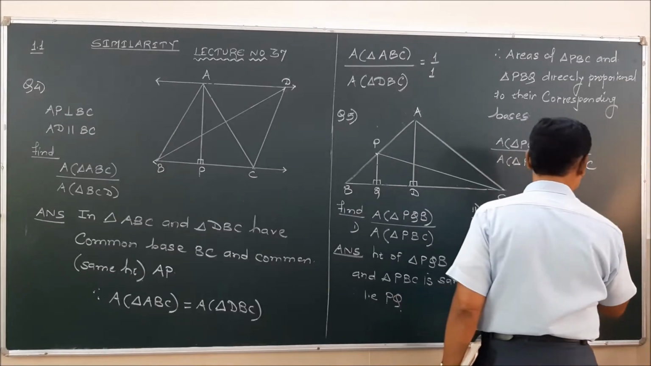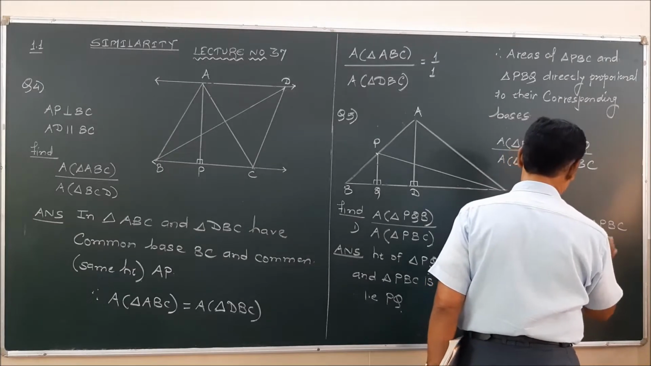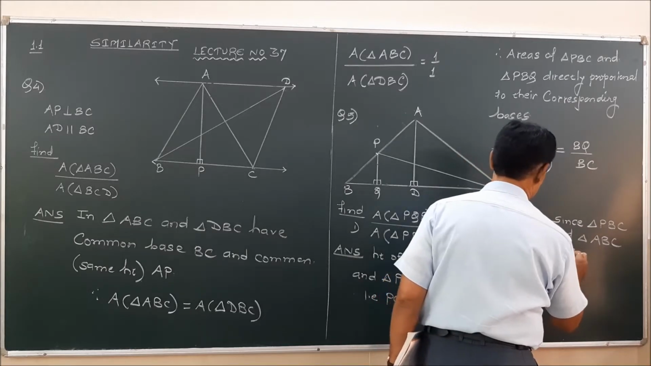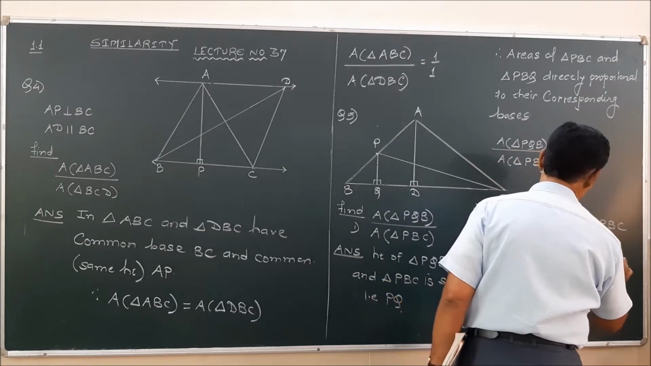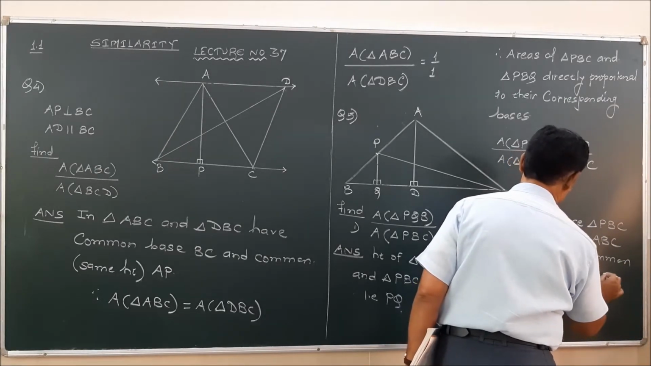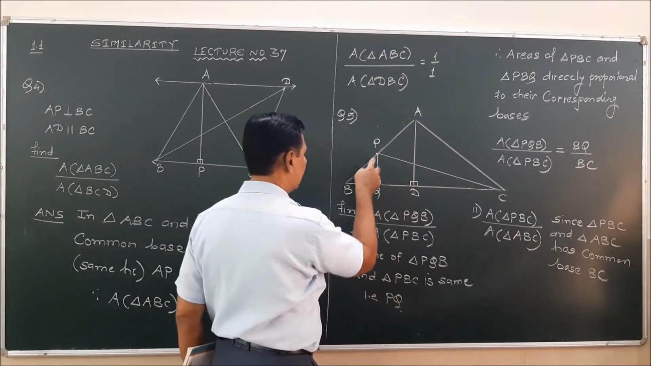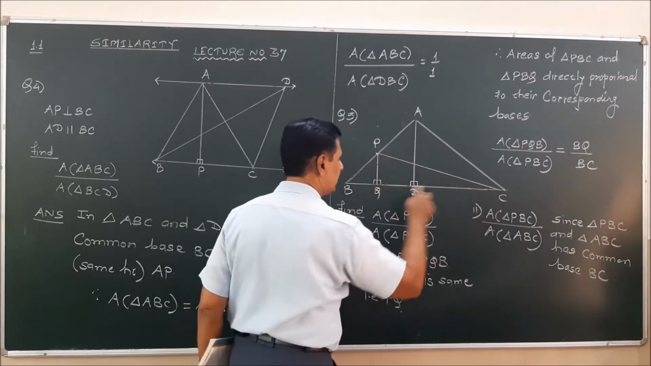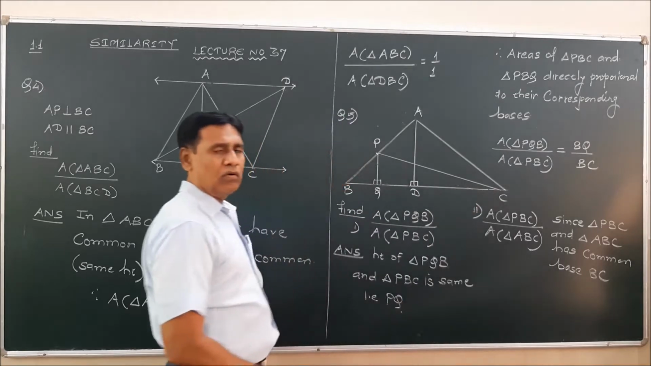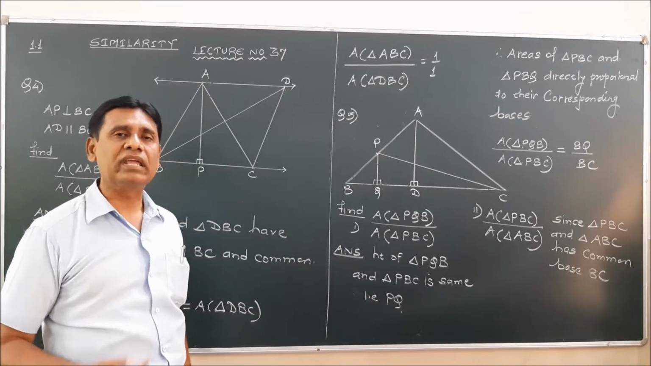triangle PBC and triangle ABC have a common base, BC. Please try to understand again. Triangle PBC, base is BC. Triangle ABC, base is BC. So the base is the same. If the base is the same, areas are proportional to their corresponding heights.